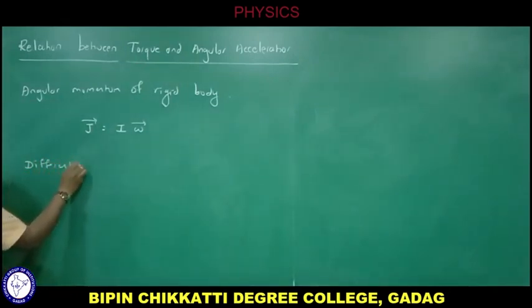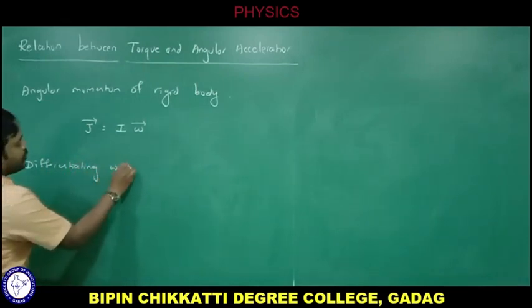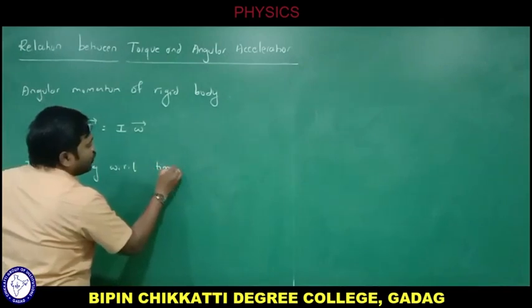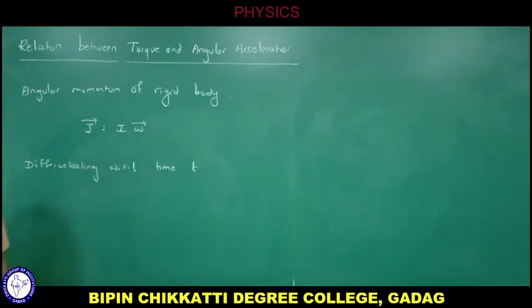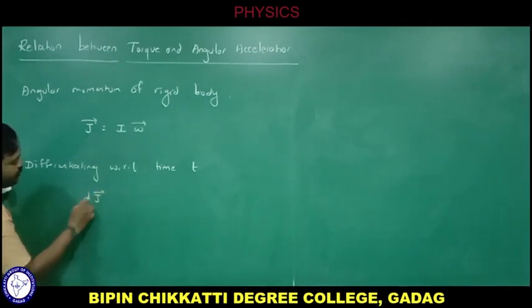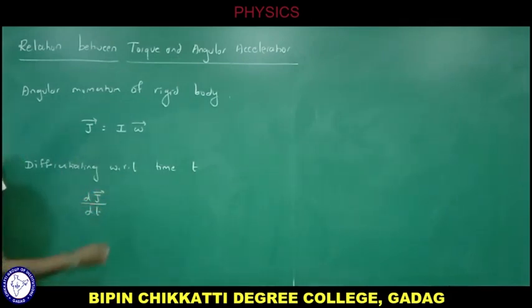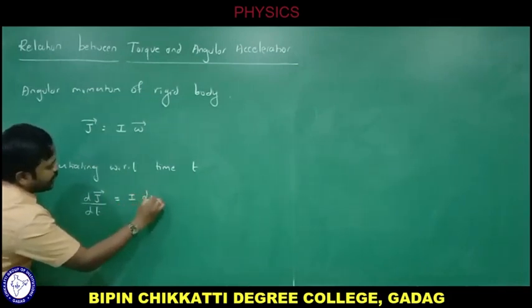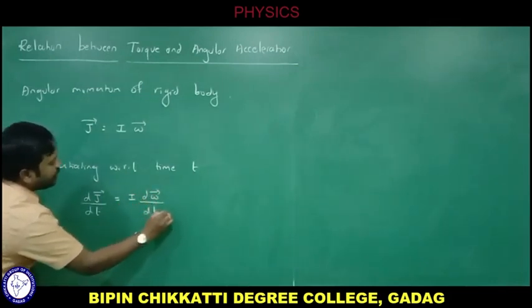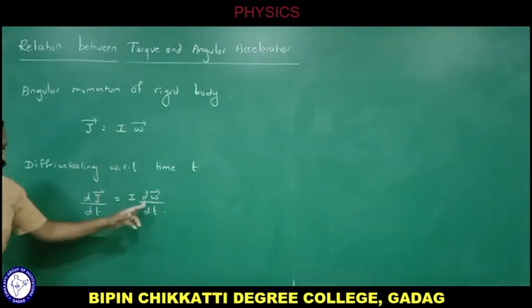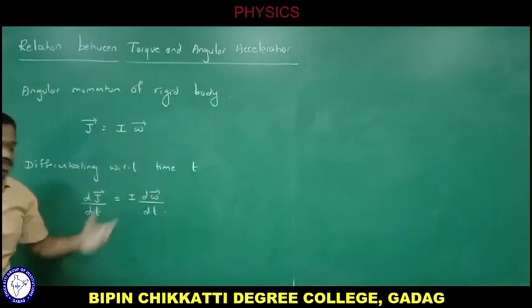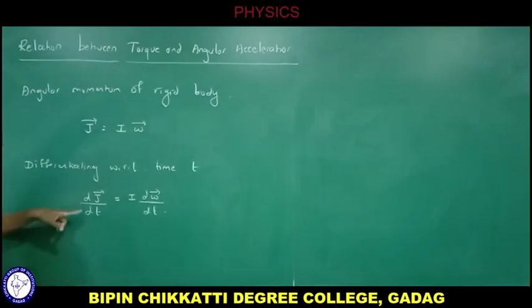Differentiating with respect to time t. Shall I differentiate it? What do I get? dJ divided by dt equals I dω divided by dt. Let me take moment of inertia as constant. The change is with respect to velocity, so I apply the differentiation to the velocity. What is dJ by dt?